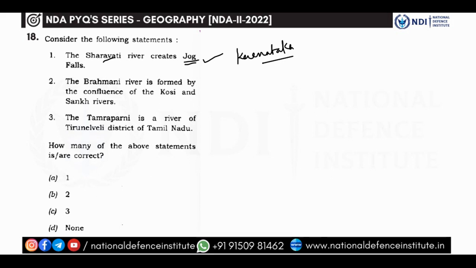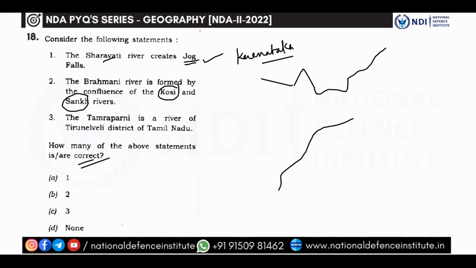See, this is where you have to make use of analysis. This is your Bhutan, Sikkim, Northeast region and your North. We know the Kosi is in Bihar. If this is the Bihar state, this is where the Kosi is flowing. Obviously, the Brahmani is in the Odisha region, so you cannot have the Brahmani as the confluence of the Kosi river. So obviously 2 is wrong. And Tamraparni is a river in Tirunelveli district, Tamil Nadu. This is right. So two statements are right.